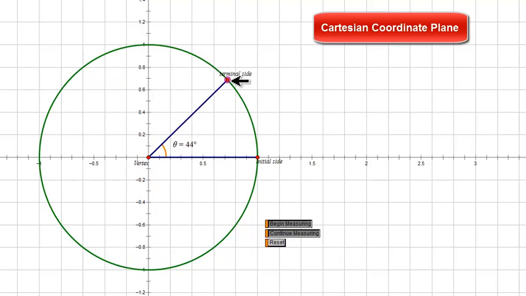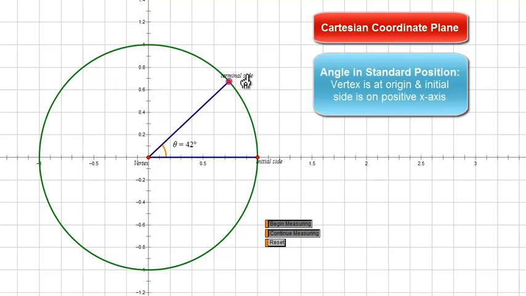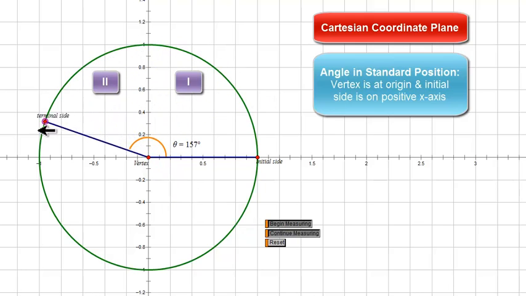Now, an angle in standard position is an angle like this, so that the initial side is on the x-axis and the vertex is at the origin. The initial side is on the positive side of the x-axis. So this is all standard form, but you'll notice that you can travel through all the quadrants: quadrant 1, quadrant 2, quadrant 3, quadrant 4.